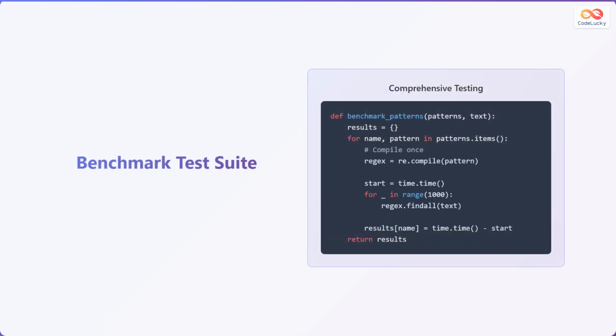Let's see how you can create a benchmark test suite. First, define a function called benchmark_patterns that takes a dictionary of patterns and a text as input. Compile each regular expression pattern once using re.compile. Then, for each pattern, record the start time, run the findall method multiple times, and calculate the time taken. Finally, return the results as a dictionary. This function allows you to test multiple patterns against the same text and compare their performance.